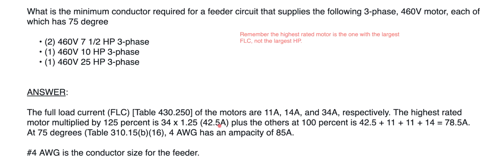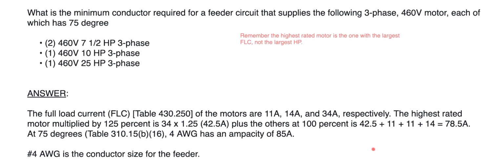And then plus 100% of the other motors. So you take your big motor here, and then your two 7.5 horsepowers right here and here. And then we add a 10 horsepower with an FLC of 14. You add those all up and you get 78.5 amps.